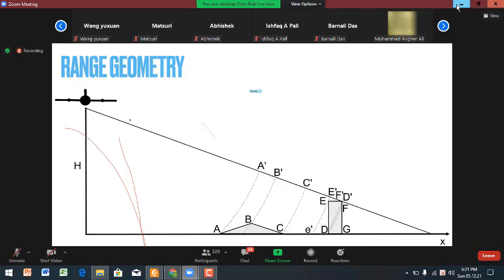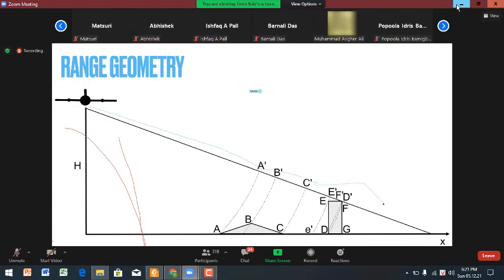Okay, I hope you can see that. So this direction here is what we call the slant range. It goes down here. It's slant because it's not ground range; it's slant in the direction of the signal.